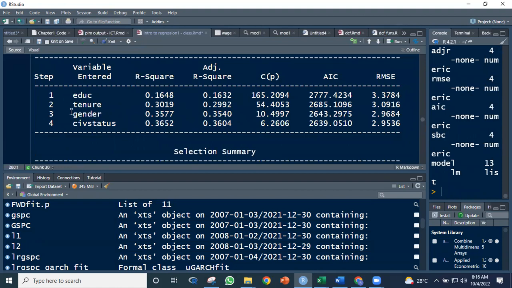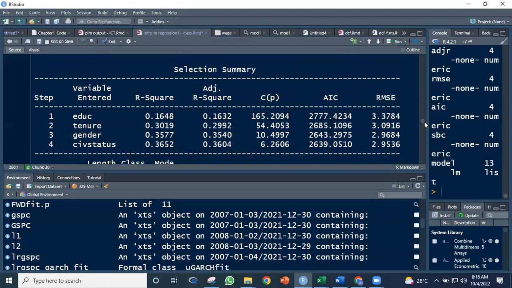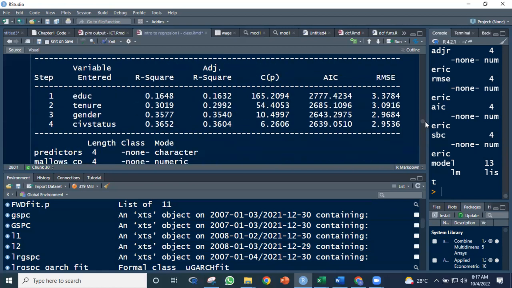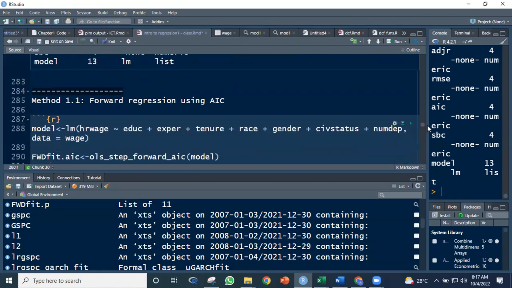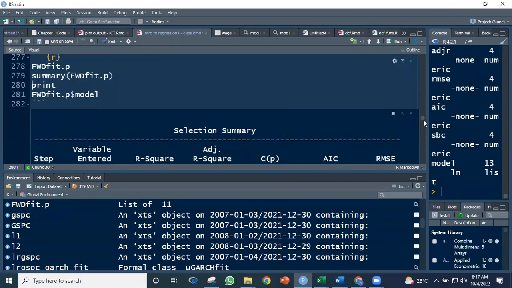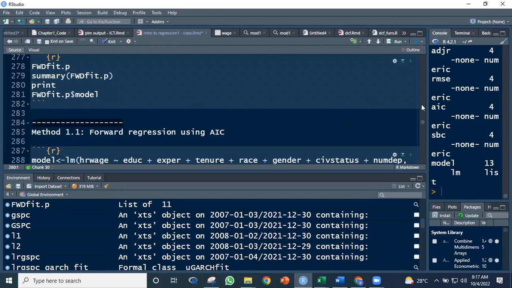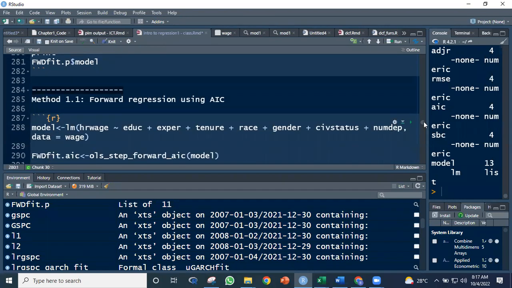So these are our predictors: education, tenure, gender, and civil status. Initially, we just add education because this is forward stepwise regression, which means that we're adding one variable at a time. Then we add the tenure, gender, and then civil status. This is just a summary output. Of course, we can get the step by step.